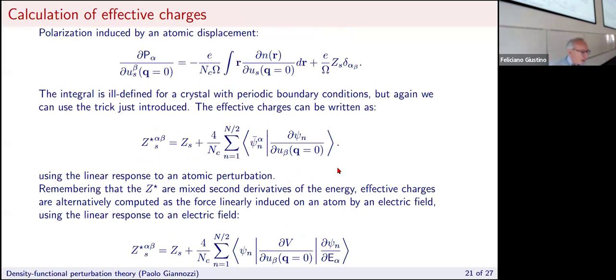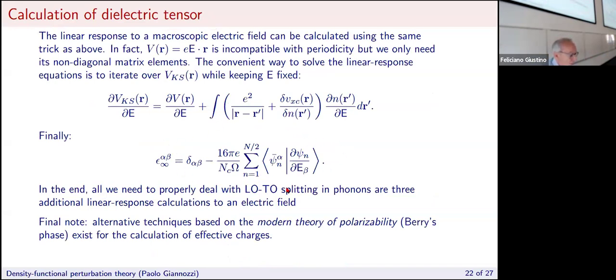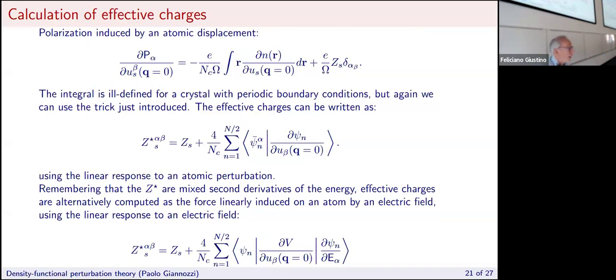And finally, one finds that by computing the linear response to an electric field, that is three electric field directions, one can compute the effective charges, and in a similar way the dielectric tensor, the electronic part of the dielectric tensor, can be computed in a quite straightforward way. There are some technicalities, but let's skip all this stuff.